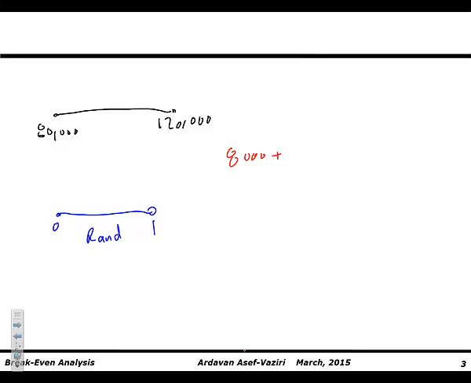Okay, we had a problem in which I should generate a number between 80,000 and 120,000. I know in computer or in Excel I have something called rand that creates something between 0 and 1. So what I did, I said I should go from 0 to 80,000, so I wrote 80,000, plus I should go through the gap from 80,000 to 120,000, so that was 40,000 times rand. This was my formula, but I could have looked at it in a different way.